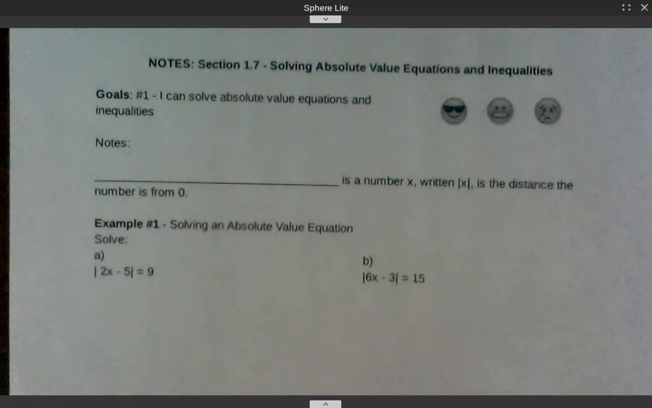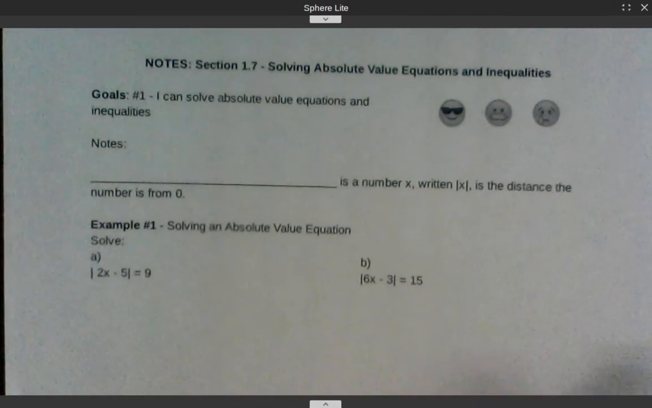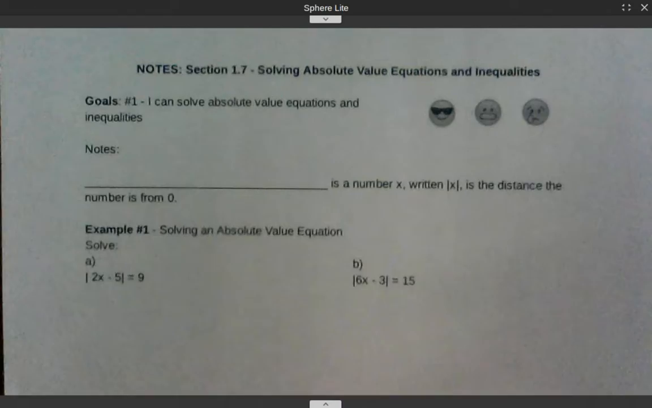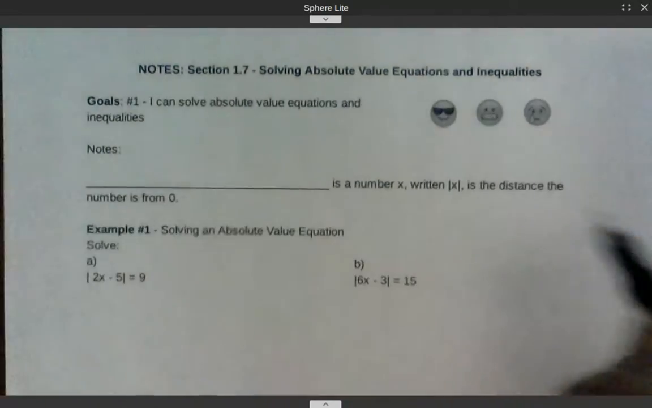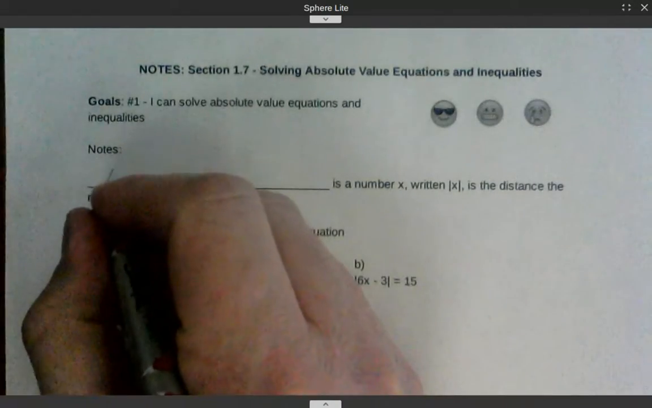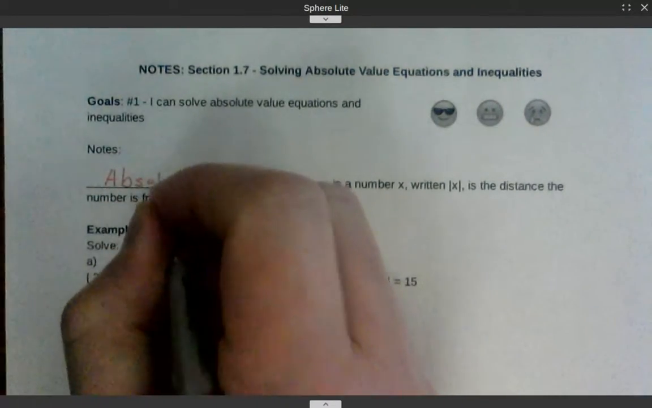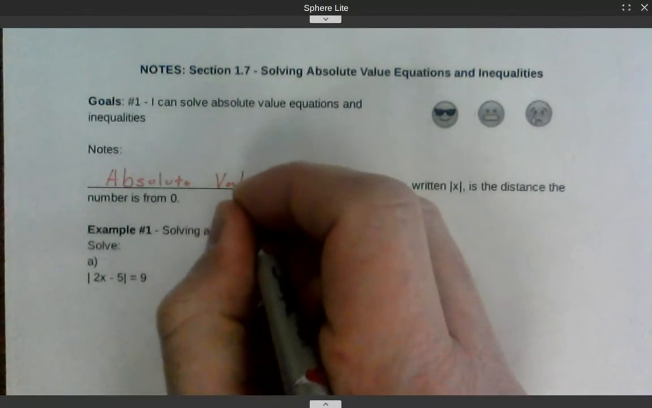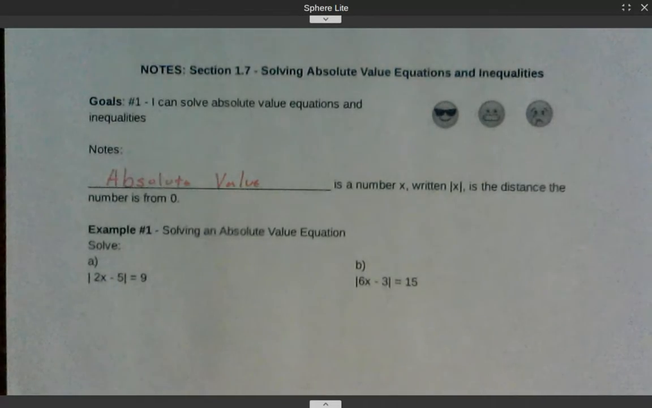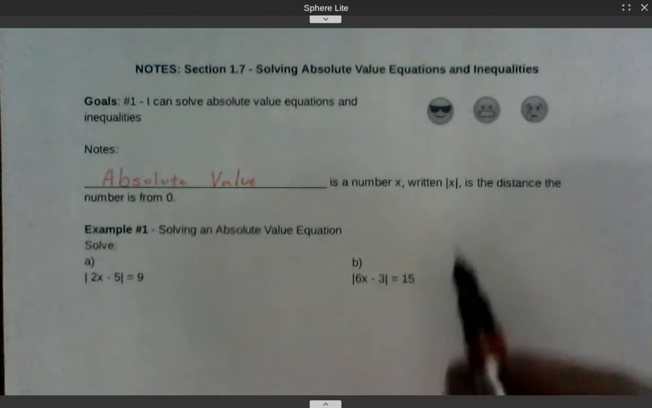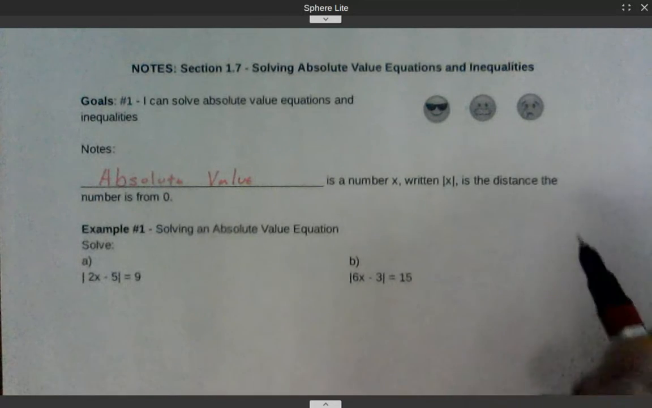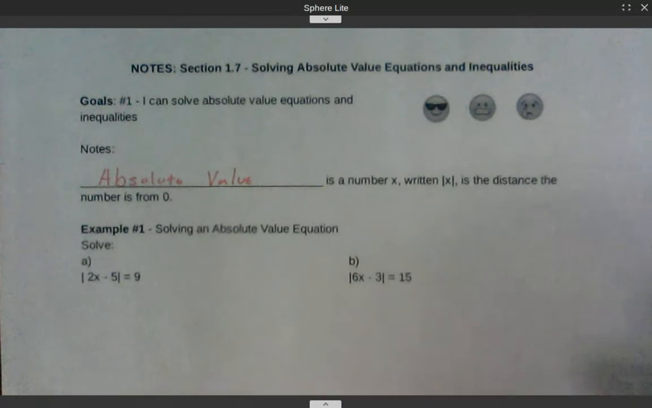Here we go. Section 1.7, solving absolute value equations and inequalities. Today what we're going to be doing is looking at absolute value. The absolute value of a number x, written like that, is the distance the number is from 0.